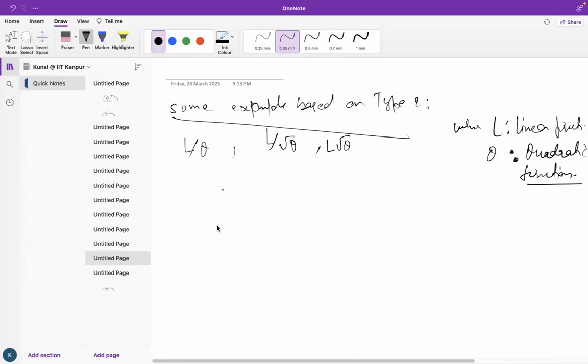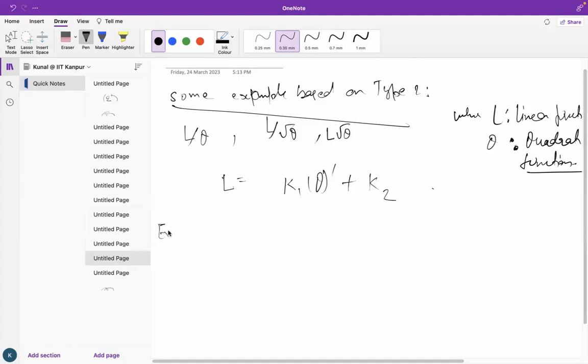So what we have to do is write this linear function as k1 times the differentiation of the quadratic function, plus some constant k2, and just equate and find the values of k1 and k2. So let us move to the example, so that we can understand better.